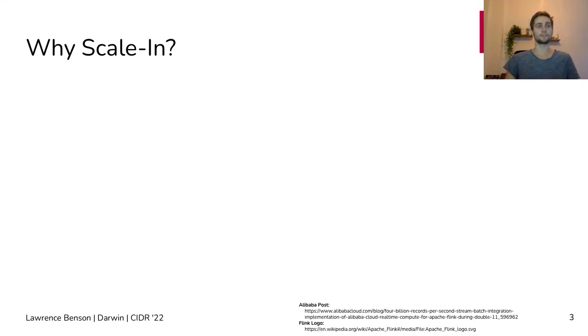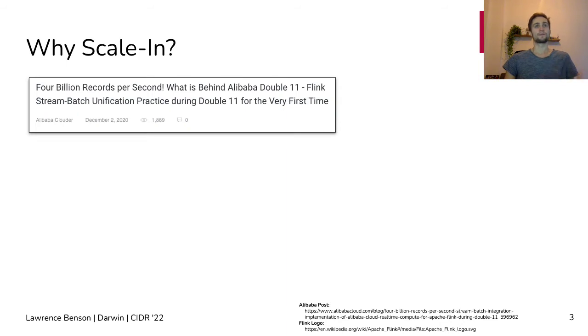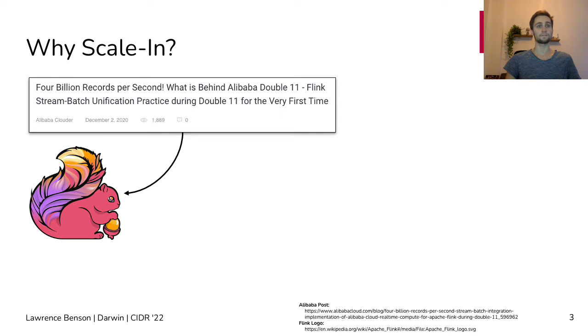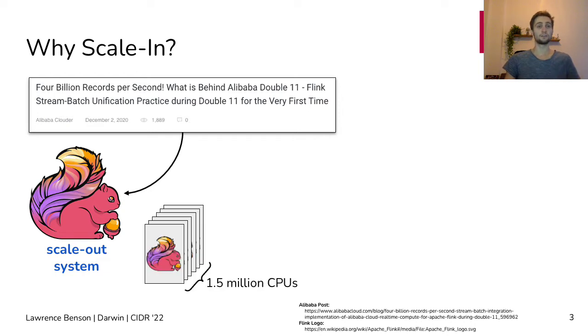Let me start with an example. Alibaba had their Singles Day just over a year ago, which is a massive shopping day in China. On that day, they processed up to 4 billion records per second on their Apache Flink cluster. Apache Flink is a scale-out system that's very widely used in industry. To handle this data load, they processed this stream on 1.5 million CPUs.